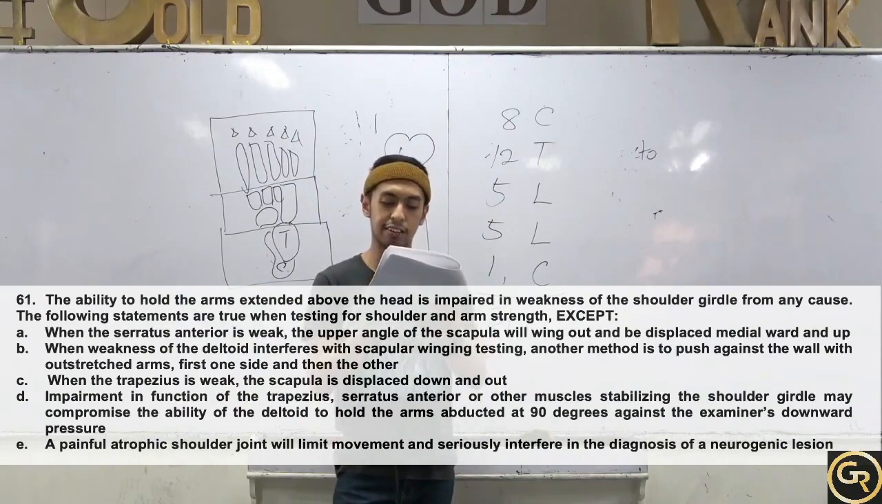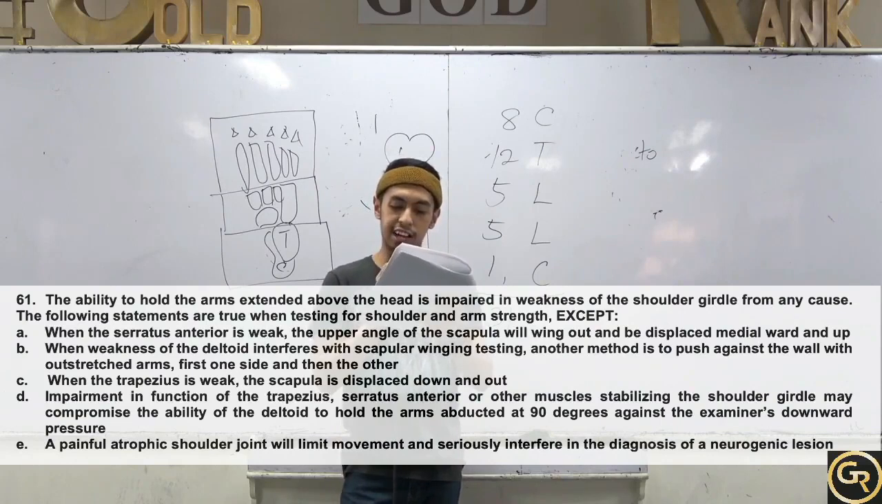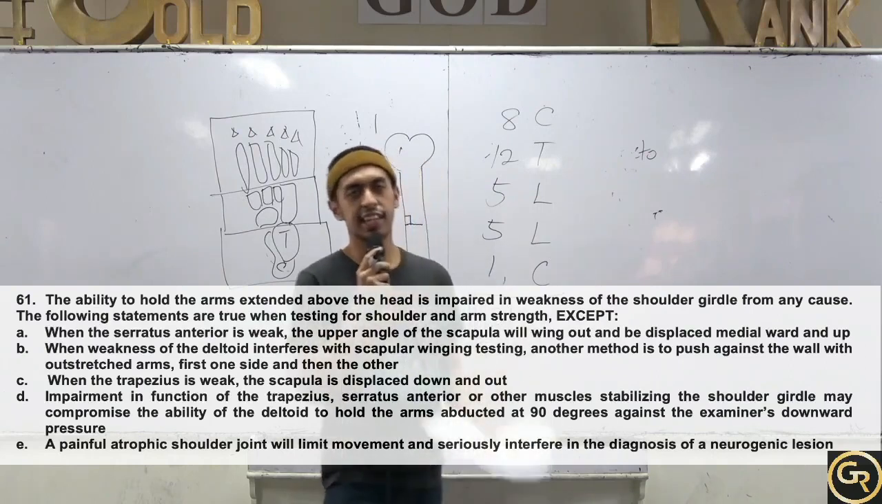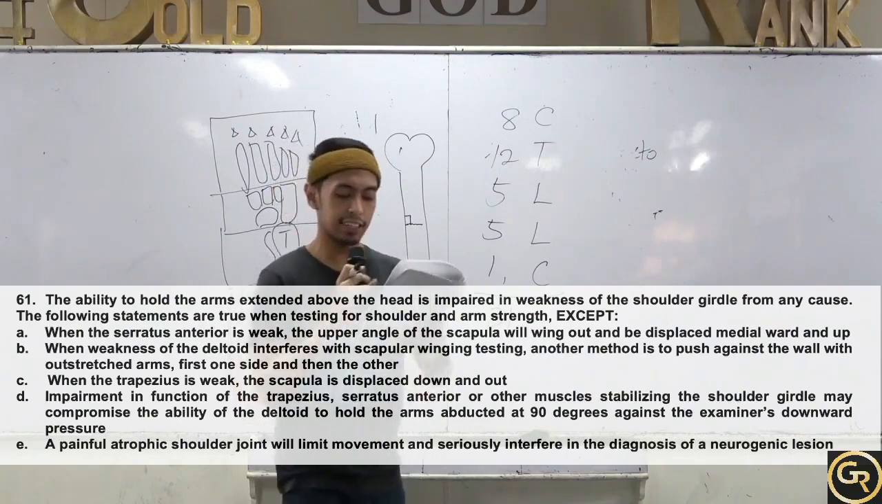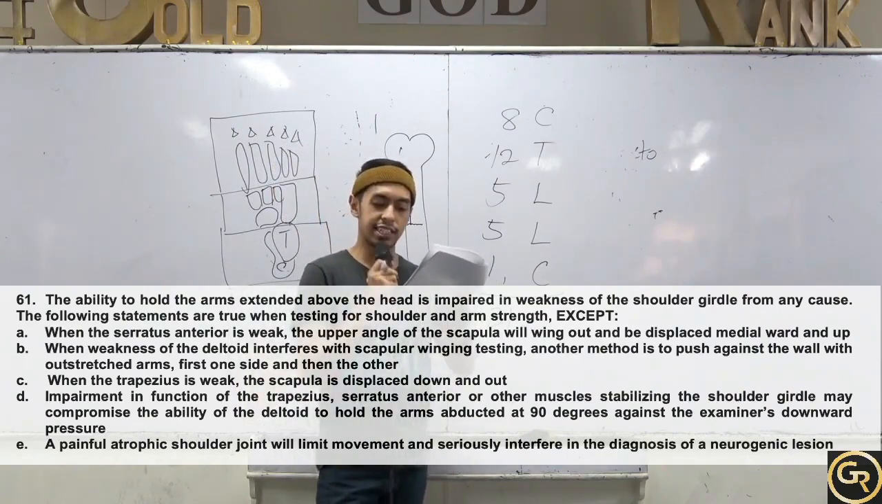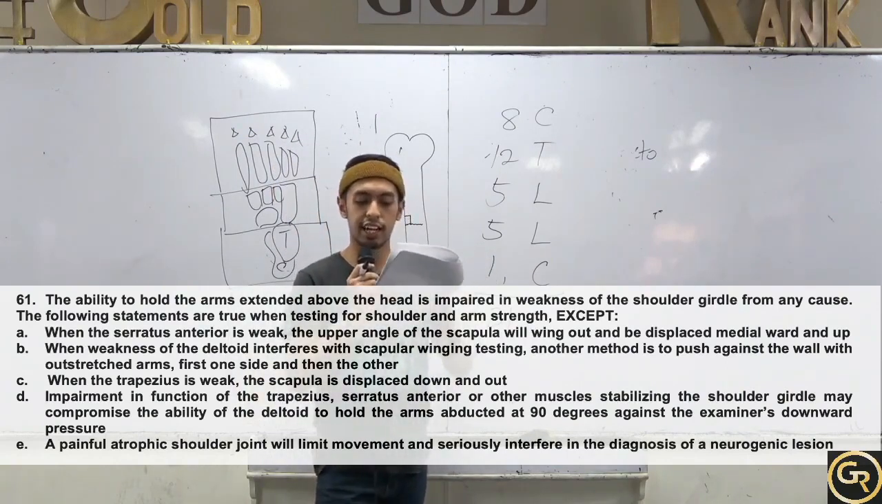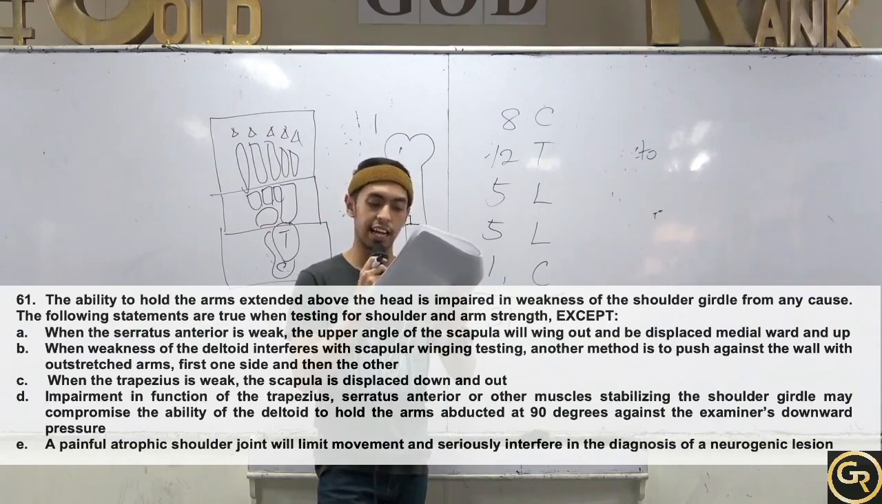61. The ability to hold the arms extended above the head is impaired in weakness of the shoulder girdle from any cause. The following statements are true when testing for shoulder and arm strength except, okay, sige, uunahan ko na po ulit kayo dito. For your number 61, the answer here is letter A. Bakit po? In letter A, basahin natin, when the serratus anterior is weak, the upper angle of the scapula will wing out and be displaced medialward and up.